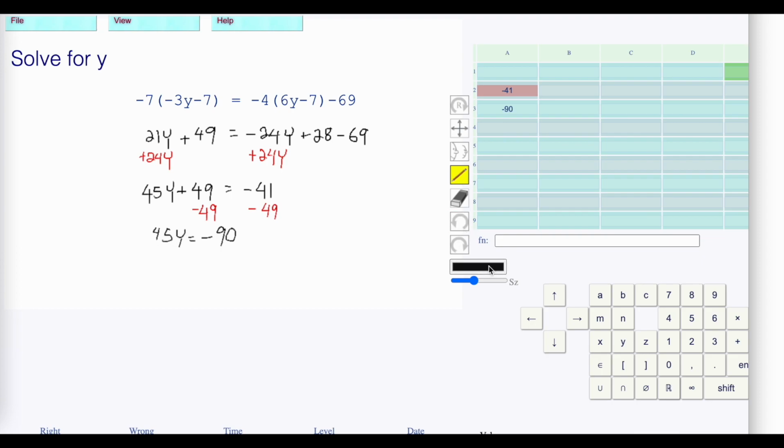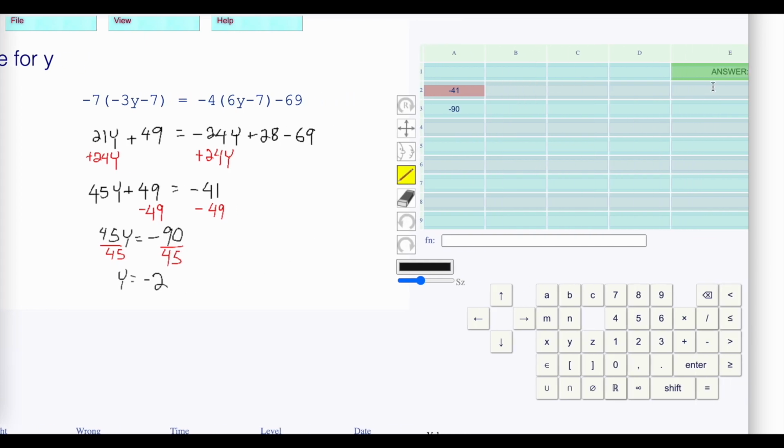I want to get rid of the 45. That's multiplying the y. I'm going to divide both sides by 45. If you do it to the left-hand side, you have to do it to the right-hand side. We're left with y is equal to, a negative divided by a positive is negative, 90 divided by 45 is 2. y is negative 2, and we put our answer right here. Negative 2, and then we press enter to see if we're right.